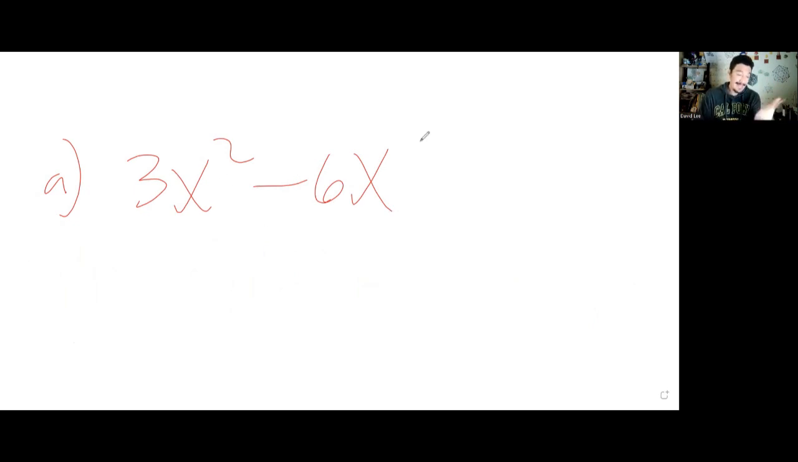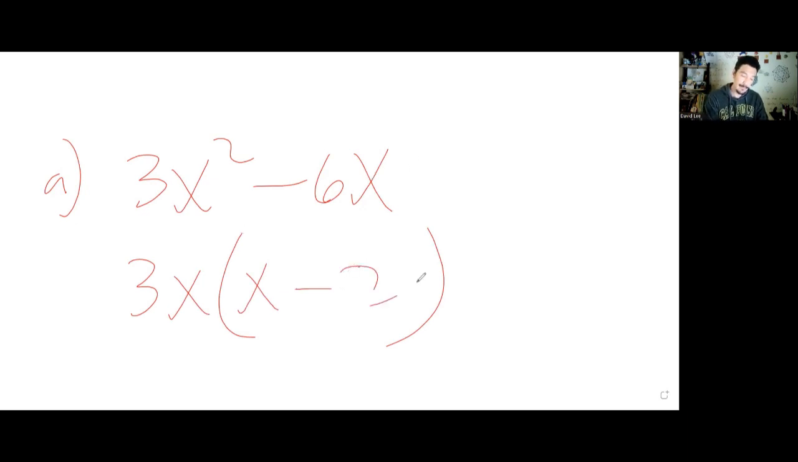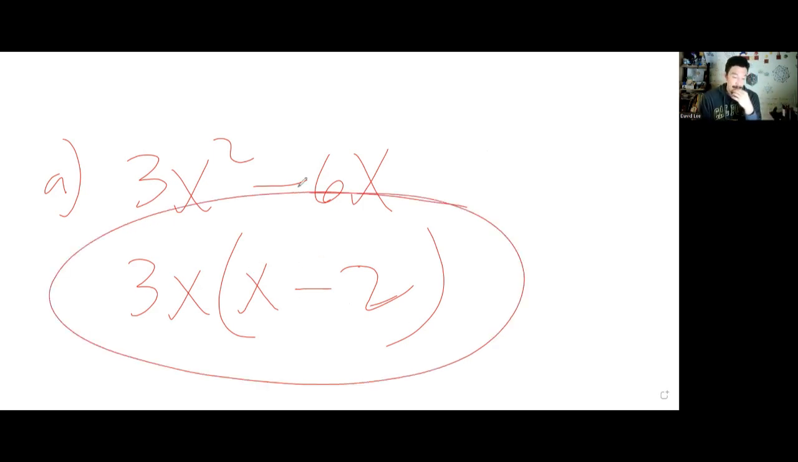Look at these two terms and take out a common factor. What's common to both of these terms? How about 3x? I can take that out to the front. If you take out 3x from 3x squared, you're left with x. If you factor out 3x from 6x, you're left with a negative 2, because you just keep the symbol. And that's it. The 3x stays, and nothing else happens in here. So that's your answer. Done.